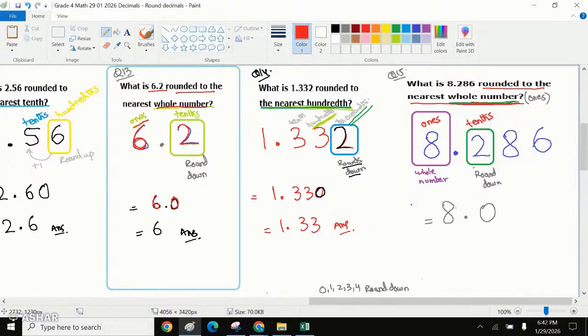Same thing happens over here. This was a 2. That means round down, we make it a 0, and this value of 8 stays as it is. Okay, that becomes 8.0.